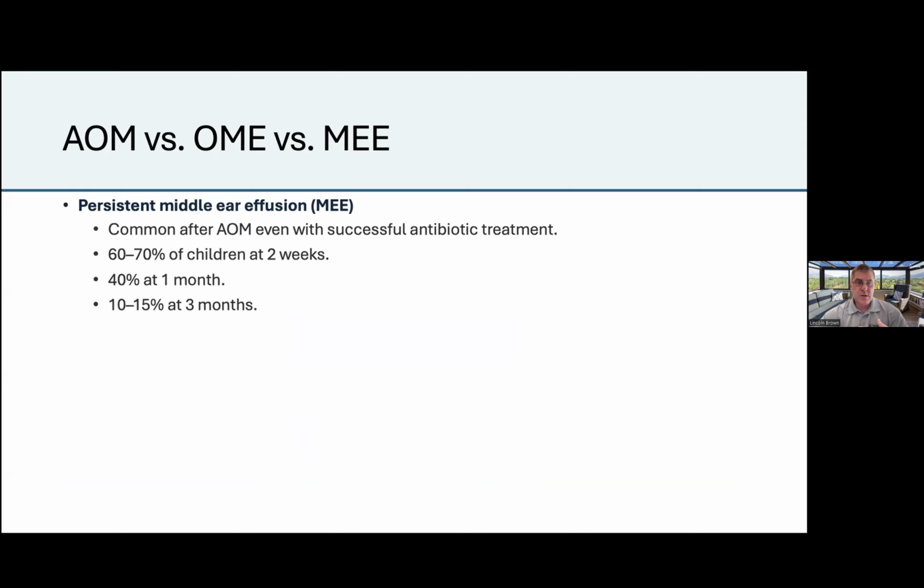Research showed that at 2 weeks after successful antibiotic treatment, 60 to 70% of kids will still have a middle ear effusion. That middle ear effusion can turn back into OME and turn back into AOM. This is the suspected kind of recurrent acute otitis media process. But you can see that kids continue to have fluid in the ear for a significant period of time after the resolution of an acute otitis media event.